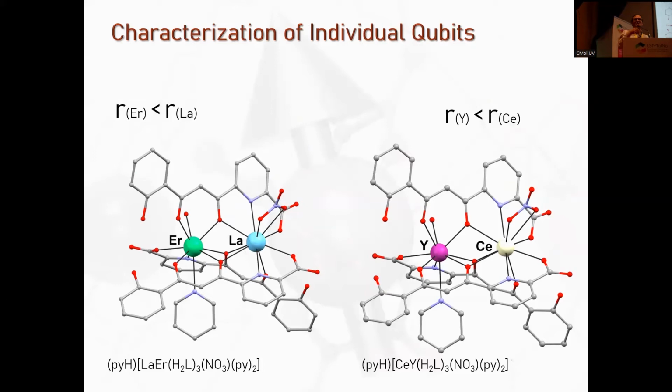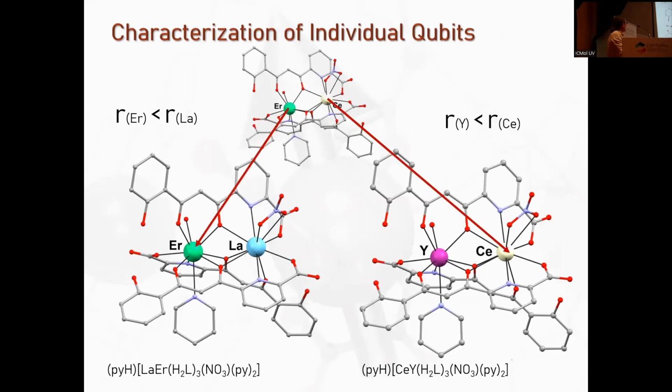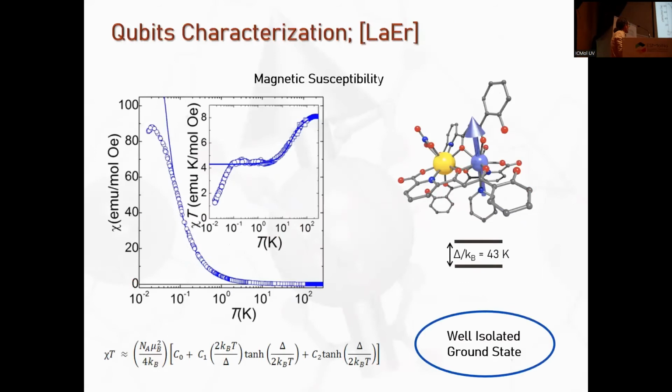So since we can play around with metals very easily, we could study erbium by just making the reaction with the corresponding lanthanum salt. Lanthanum is just diamagnetic. And the same for cerium, by making the reaction with yttrium as the small metal. And so then we can study both qubits individually and see, for example, here, this is some work done in Zaragoza by your colleague Fernando Luis at very low temperatures.